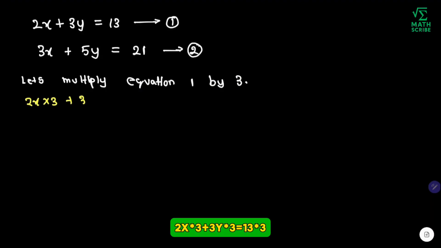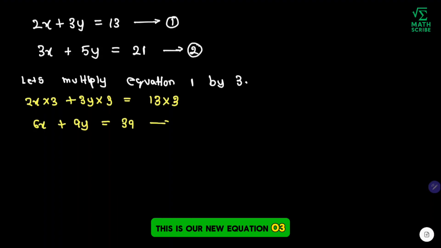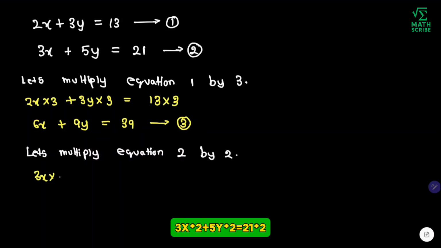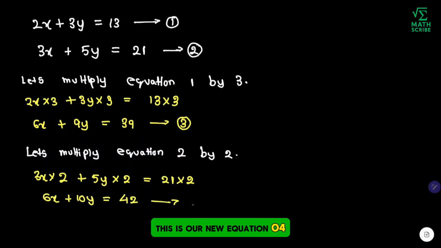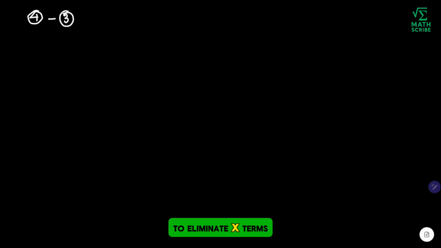2x times 3 plus 3y times 3 equals 13 times 3. This gives us 6x plus 9y equals 39. This is our new equation 3. Now, let's multiply equation 2 by 2. 3x times 2 plus 5y times 2 equals 21 times 2. This gives us 6x plus 10y equals 42. This is our new equation 4. Let's subtract equation 3 from equation 4 to eliminate x terms.